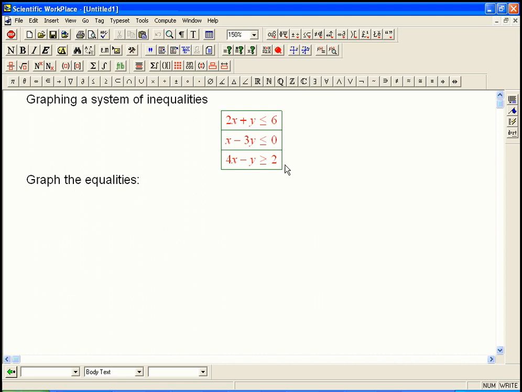So it's good to have some sketch, at least, of the equations. In other words, the lines that we're going to get here. And here's a hint on that. Well, let's first just convert these to equations.